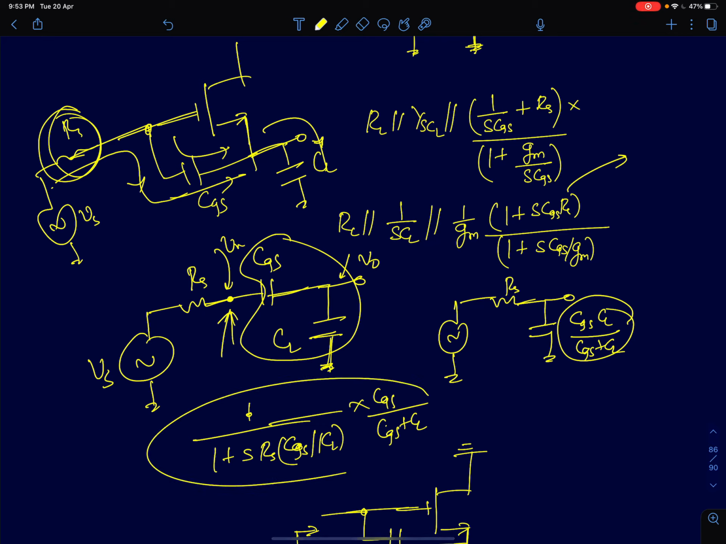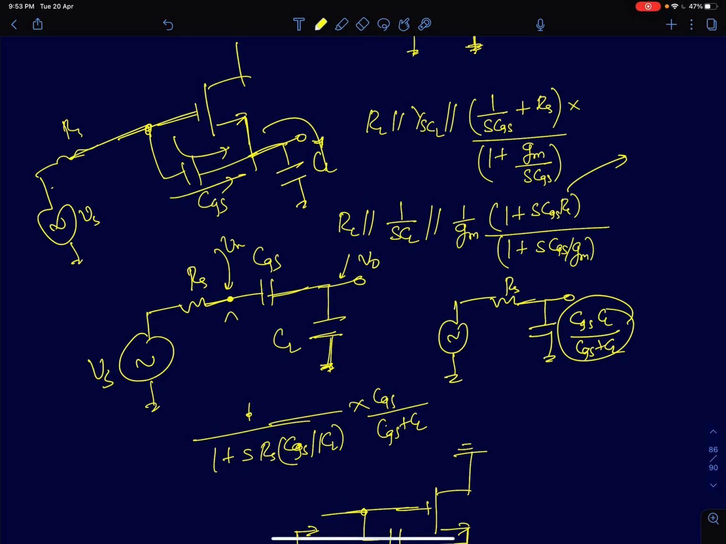So now you can see that at high frequencies the gain is going to decrease because you have a pole now at high frequencies, so the gain is going to decrease significantly. Okay, so that's what we can see from this expression here.